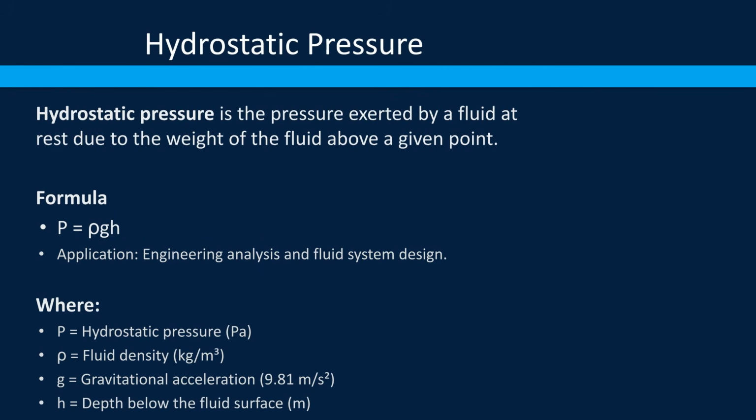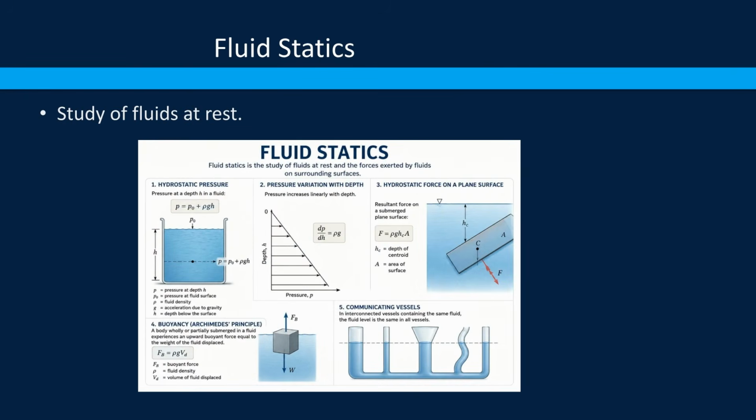Hydrostatic pressure refers to the pressure exerted by a fluid at rest due to the weight of the fluid above a given point. It is calculated using the formula P equals rho g h, where rho is density, g is gravitational acceleration, and h is the depth. Fluid statics is the study of fluids at rest. This field encompasses principles like hydrostatic pressure, pressure variation with depth, and buoyancy, also known as Archimedes' principle.